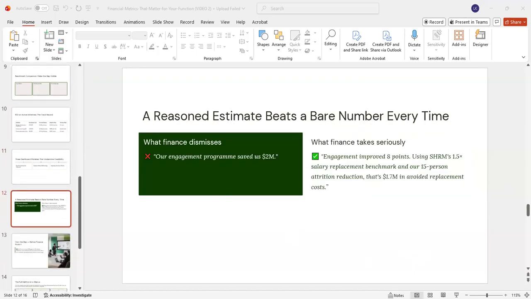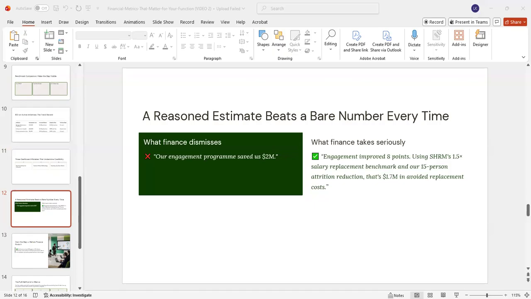So a couple more points about these topics. On the point of presenting numbers, I would like you to remember that a recent estimate, even if not perfect, is much better than just a plain number every single time. Okay? So instead of saying our engagement program saved us 2 million, where there is just a number, no methodology, when finance sees it, they view this as an opinion. It invites challenge, it creates skepticism, and at some level undermines everything else you present.